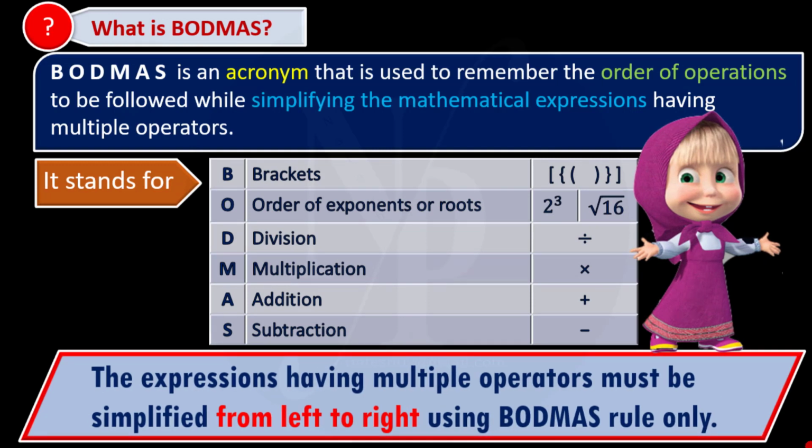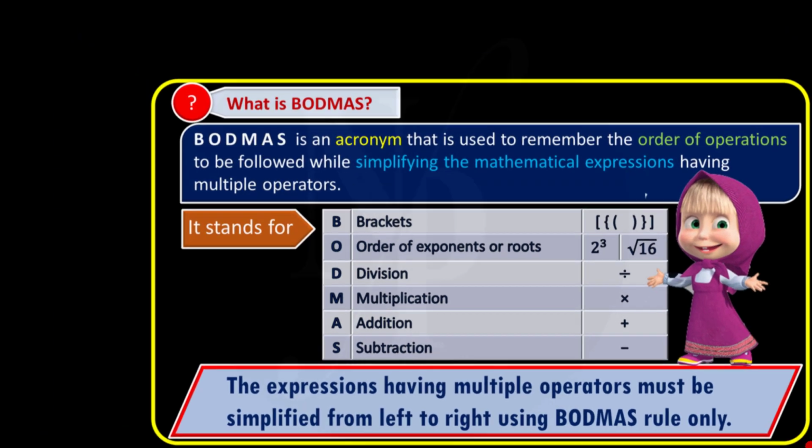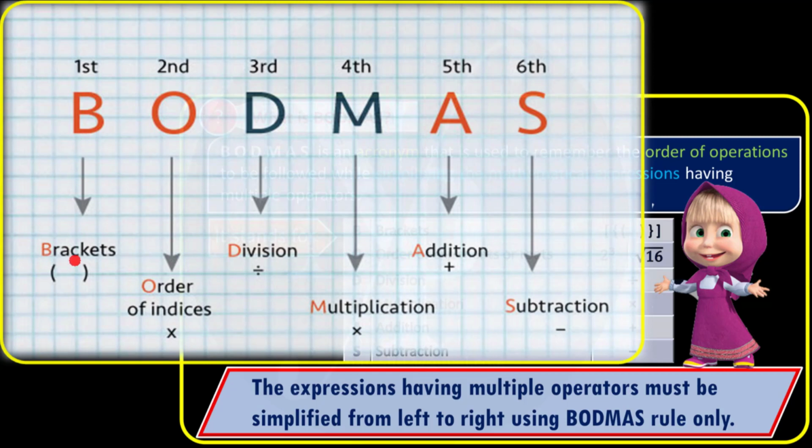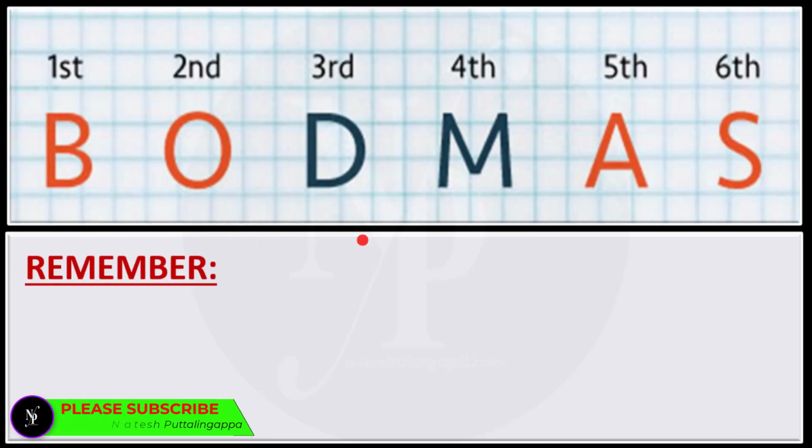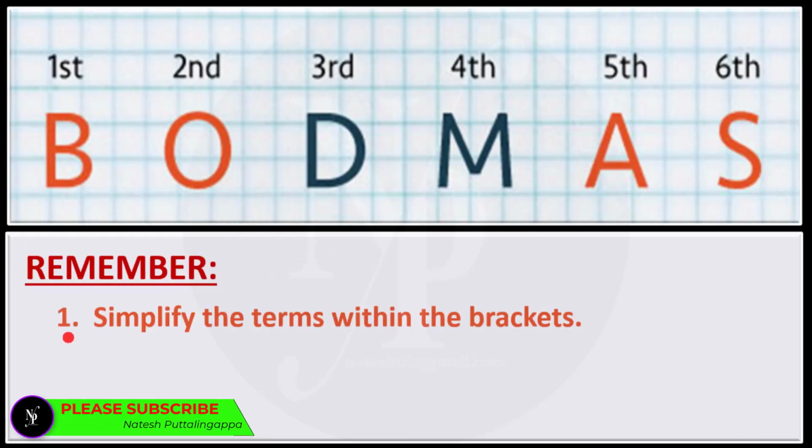The expressions having multiple operators must be simplified from left to right using the BODMAS rule only. The terms within the brackets should be simplified first, and then the order of indices or exponents should be expressed in standard form. As the third stage of simplification, we should perform division, multiplication fourth, addition in the fifth stage, and finally subtraction.